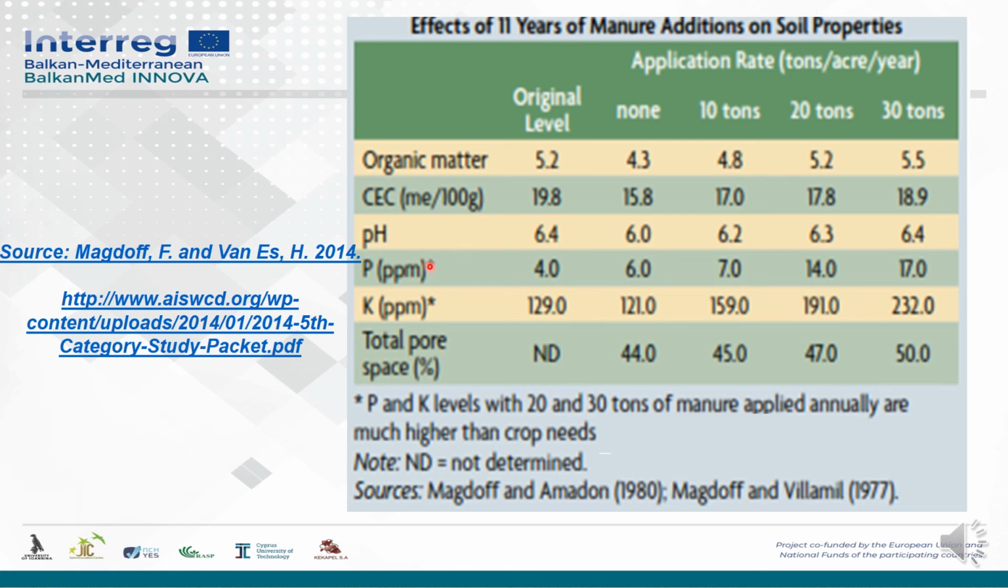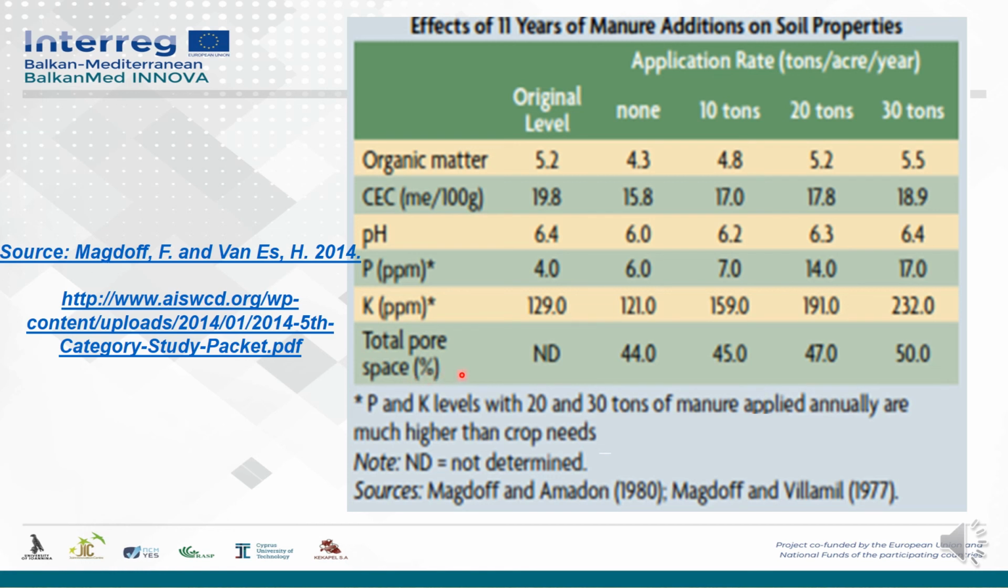What about phosphorus? These are the concentrations, and you see how much phosphorus and potassium is in the soil when we use huge quantities of manure. So the levels with 20 and 30 tons of manure applied annually are much higher than the crop needs.